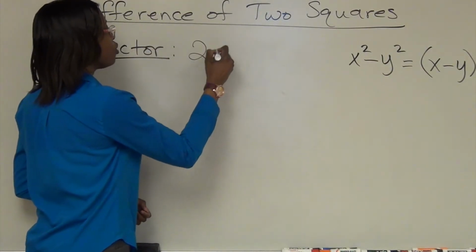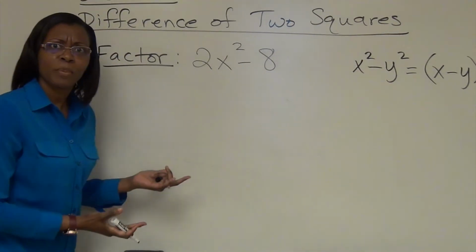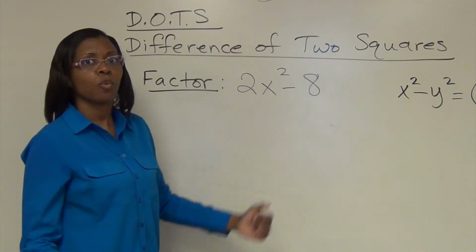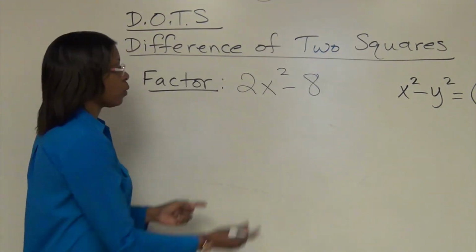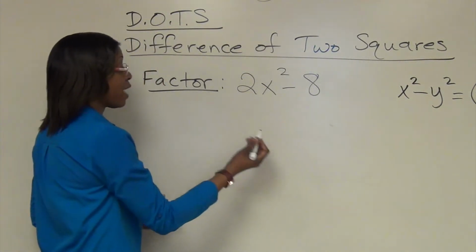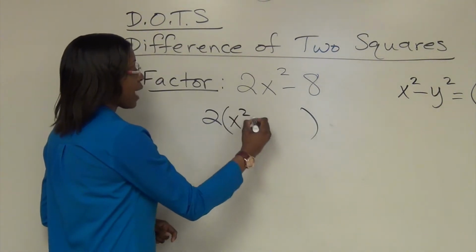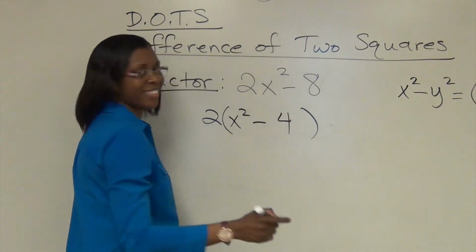Let's factor 2x squared minus 8. What's going on with this problem? That's not a perfect square, and 8 is not a perfect square. So we have to do what? The first thing you learned: take out the greatest common factor. What do these two terms have in common? They both have 2. When we take out 2, we're left with x squared minus 2 times what gives you 8? 2 times 4. Good job.